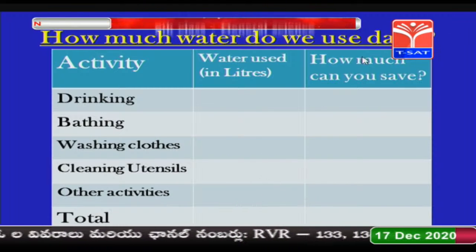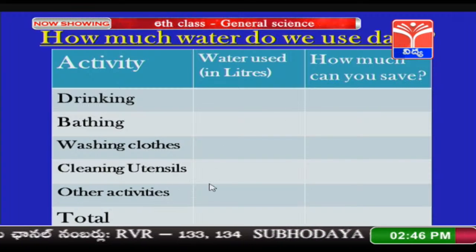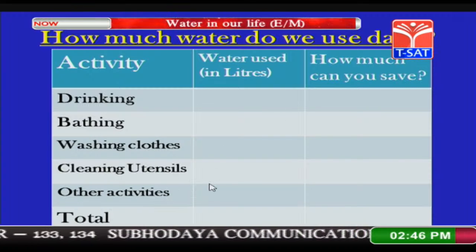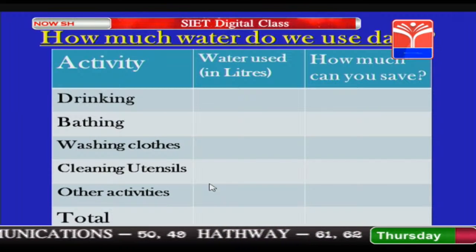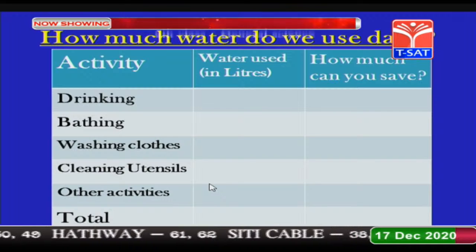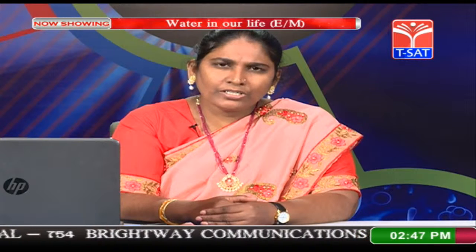Can we save water, children? Yes, we can save water here. If we wash the utensils by taking water in buckets, we consume less water. Sometimes you see people opening the taps and taking a bath under the tap. If we do so, more water will be wasted. Is that clear, children? So, we should try to conserve water.